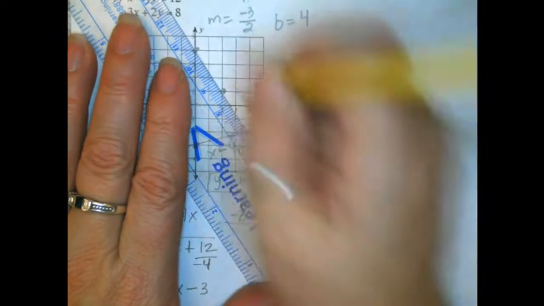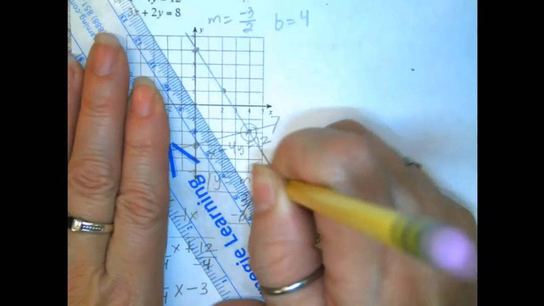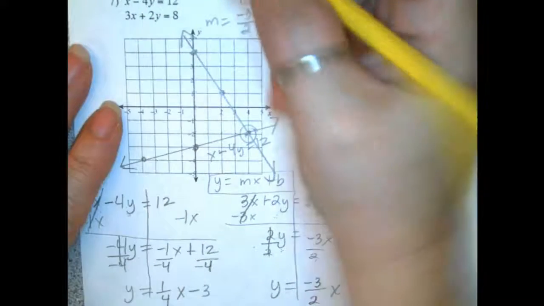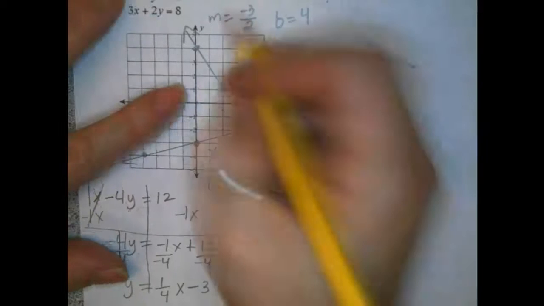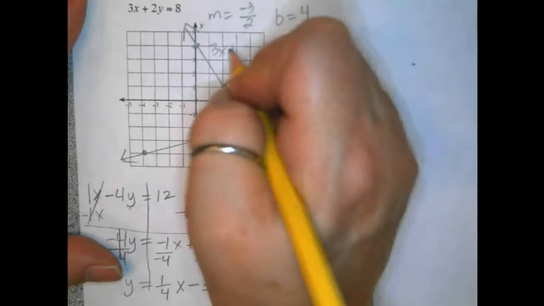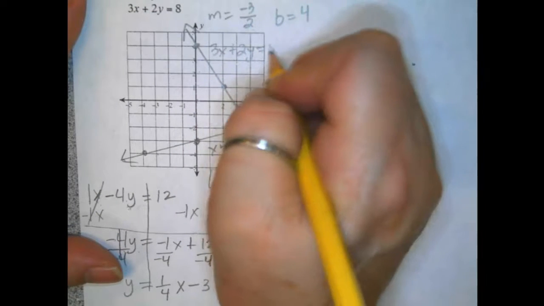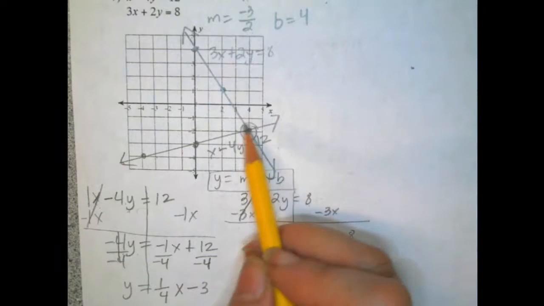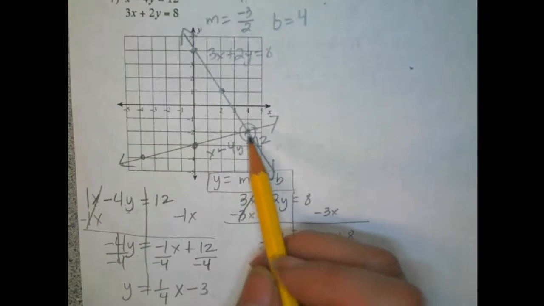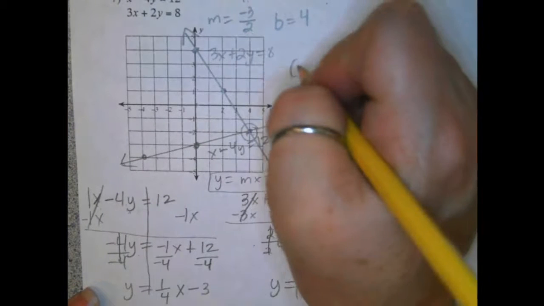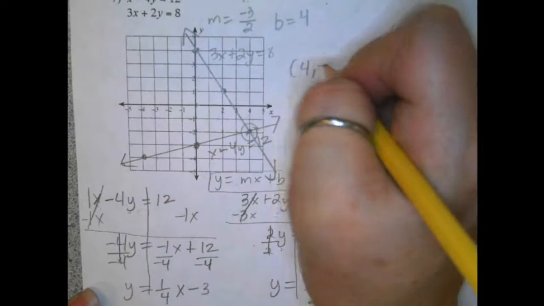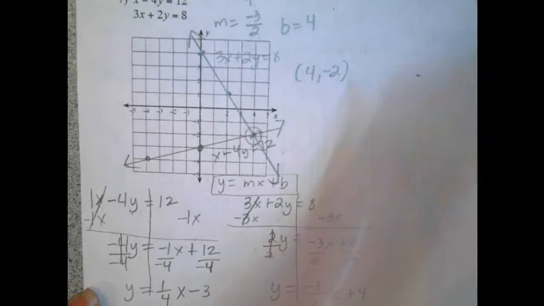This is what I want to graph. Isaiah, you with us today? And then I'm going to label it 3x plus 2y equals 8. But what's my actual answer? What am I looking for? Right, my ordered pair of 4, comma, negative 2.